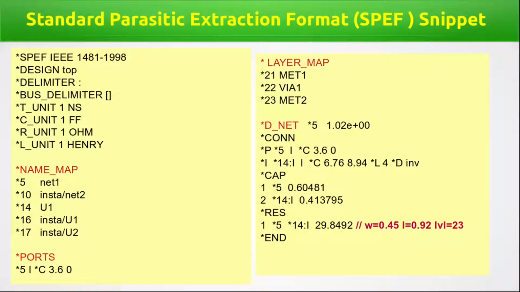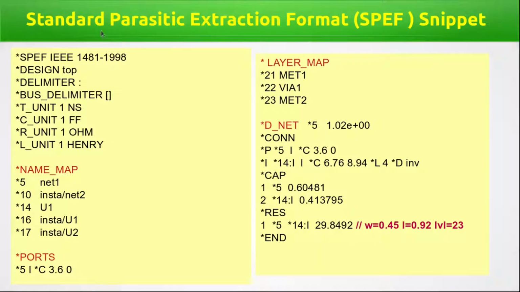Here is the snippet where we included the layer map and the tail comment, which are interdependent. Here you can see that we have the header section, then the name map section, then ports, and this layer map section is contributed by these tail comments. Whenever we put tail comments, we get this layer map. Then we have a DNet section which has the con, cap, and the res section we described some time back. The purpose of this slide is just to imprint the SPEF file structure into your mind.